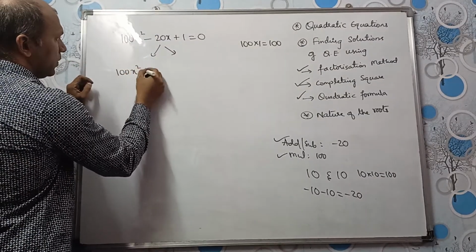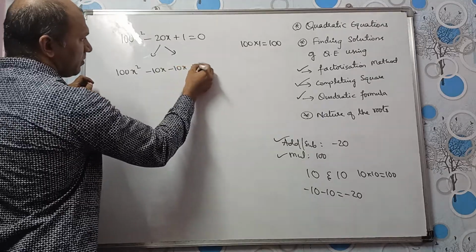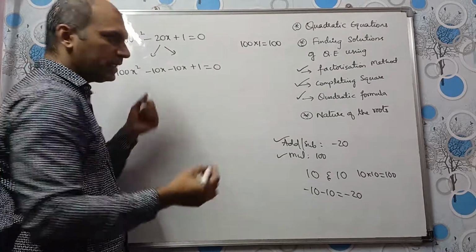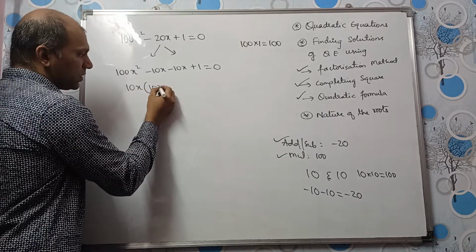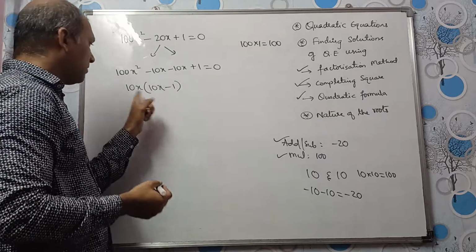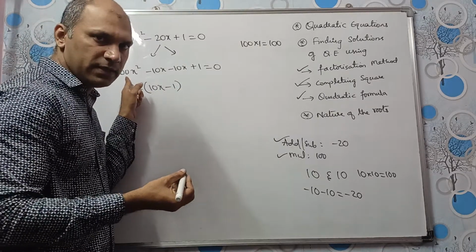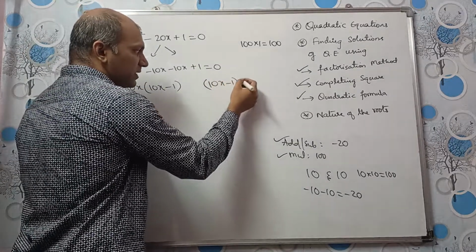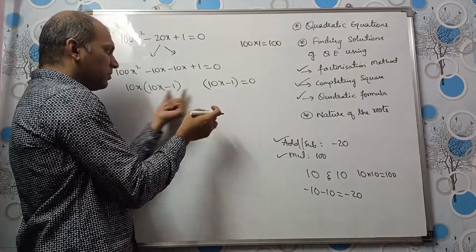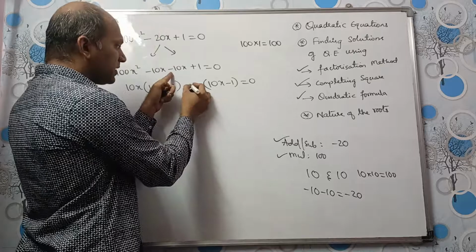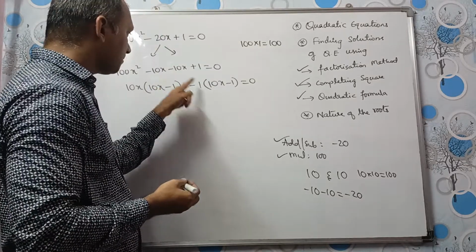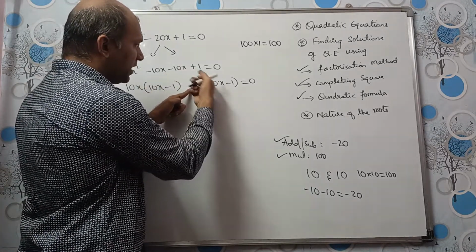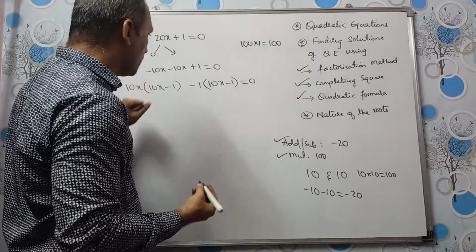So we have 100x square minus 10x minus 10x plus 1 equal to 0. From the first two terms, we can take 10x common. So if you take 10x, minus 1 will be left. 10x into 10x is 100x square, 10x into 1 is 10x. Whatever we write inside the bracket, we will have the same thing here, right? So 10x minus 1, write 10x minus 1. Outside the brackets, minus 1 will come here. If you have doubts, just check: minus 1 into 10x is minus 10x, minus into minus plus 1 into 1 is 1. So these two are equal.